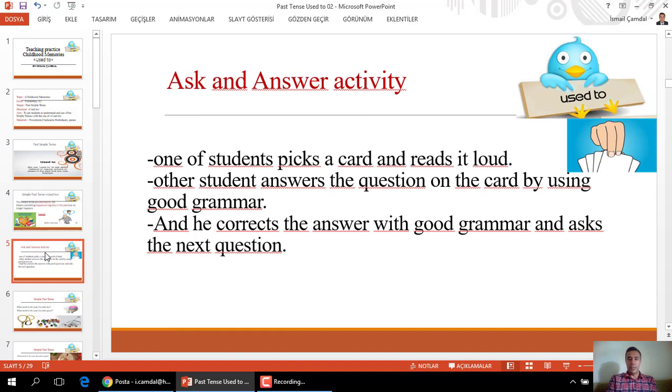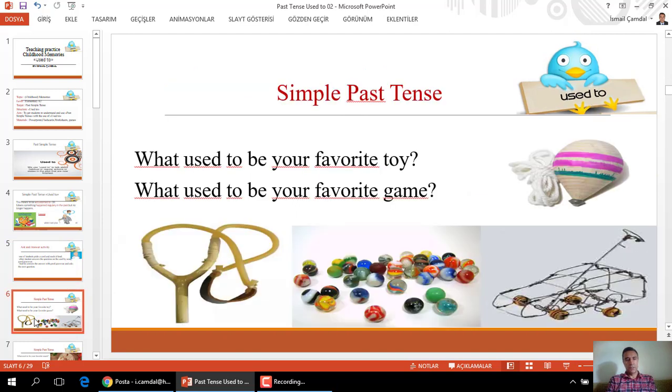Ask-answer activity. One student picks a card and reads it aloud. The other student answers the question on the card using good grammar, then asks the next question. What used to be your favorite toy? What used to be your favorite game? When I was a child, I used to play these games, especially marbles.